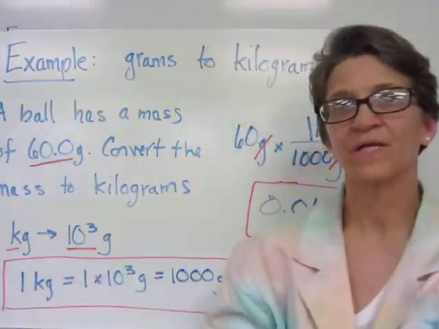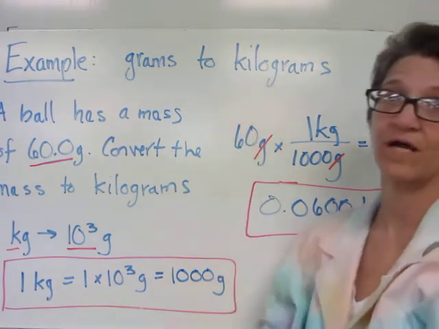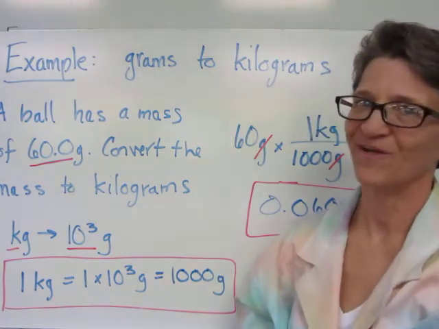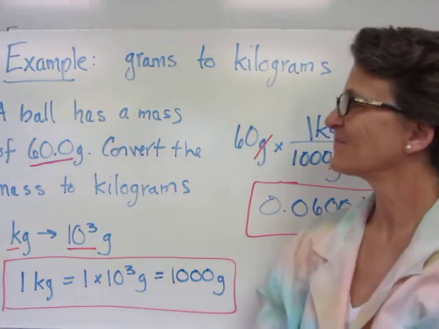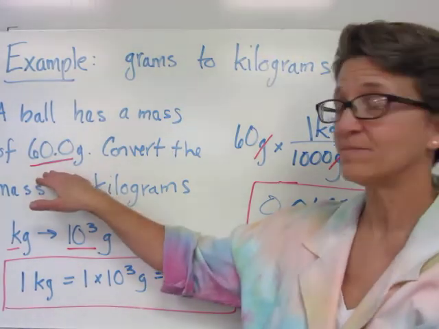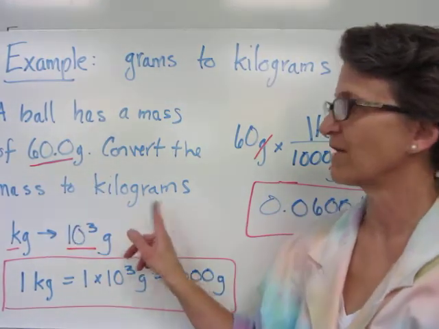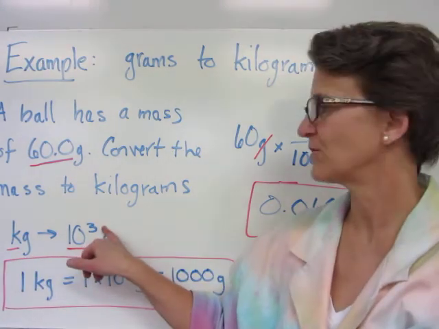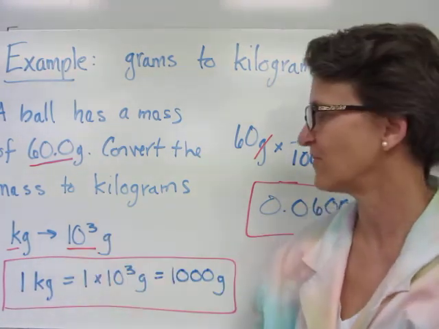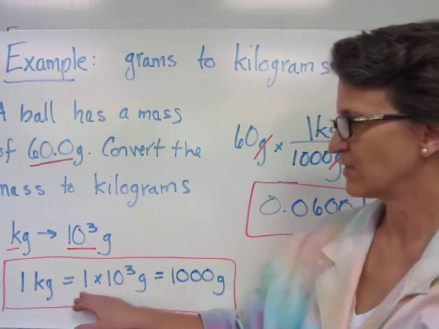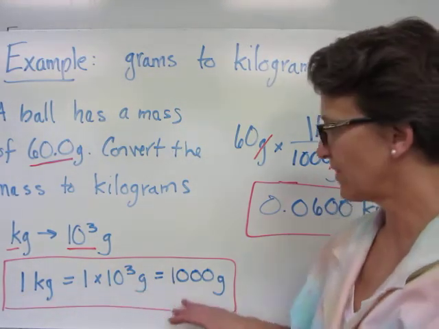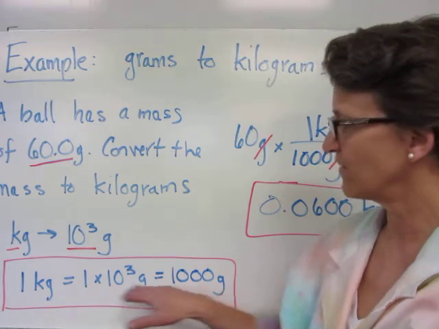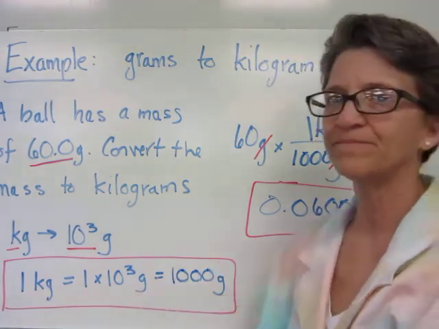Another example. Let's change grams to kilograms. A very common calculation in physics. A ball has a mass of 60 grams. Convert the mass to kilograms. So kilograms. Kilo means 10 to the third. So probably sometime in your life you learned that a kilogram is 1 times 10 to the third or 1,000 grams. So most often you see this comparison.